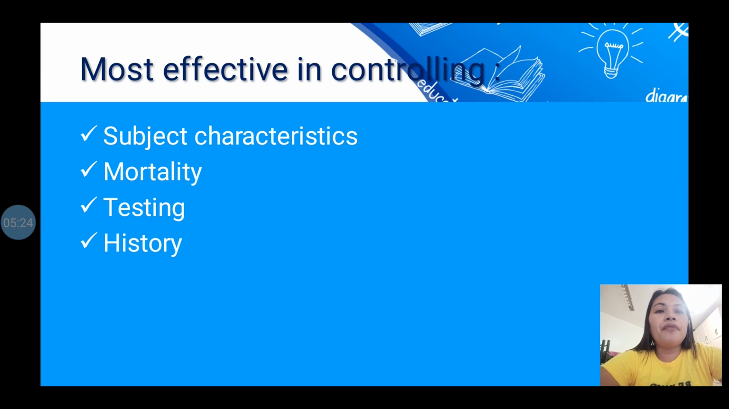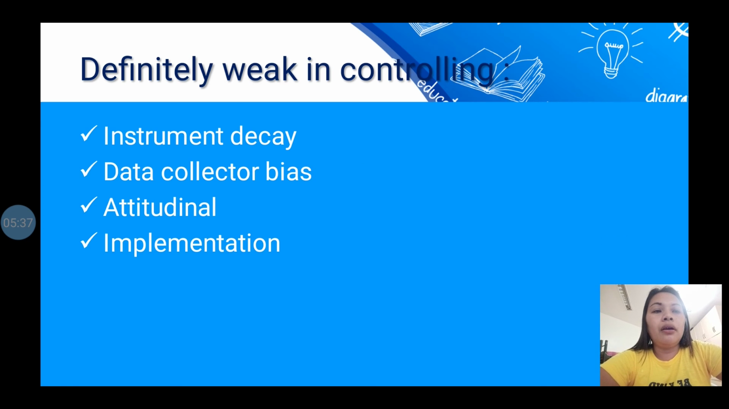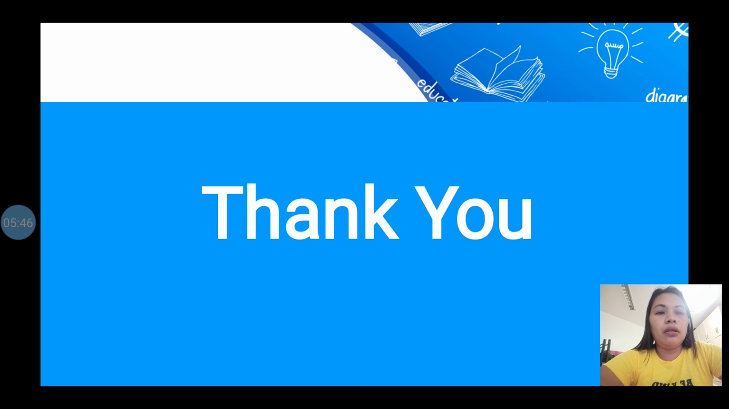The most effective in controlling are the following: the subject characteristics, mortality, testing, and history. Less effective in controlling also are the location, data collector characteristics, maturation, and regression. Definitely weak in controlling are the instrument decay, data collector bias, attitudinal, and implementation.